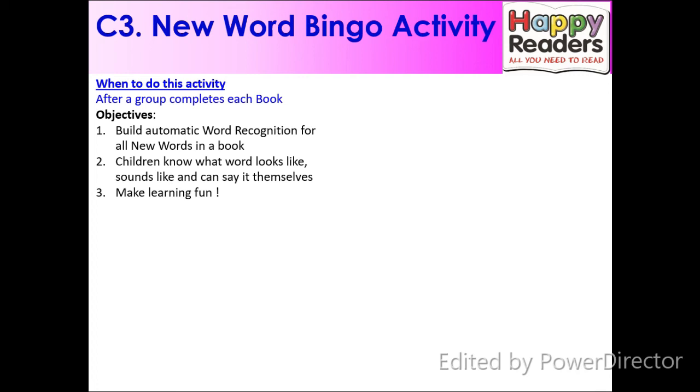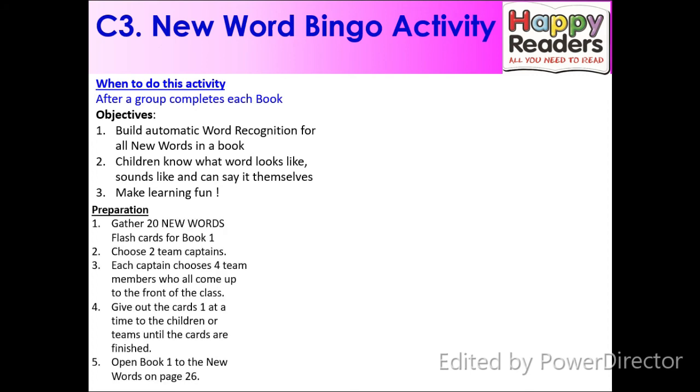Again, it's part of our new words stage 3 of each book. The children should know eventually what the word looks like, what it sounds like, what it means, and can say it for themselves. And it's making learning fun. It's a great fun game to play. There are several variations of this. I'm going to talk you through a reasonably simple example, which hopefully we'll be able to enact in the training as well. But there are lots of variations of this, as will be explained in the activities guide.